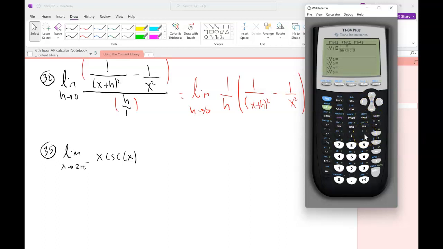So I'm going to graph x over sine x. Everybody's cool? And then the window I'm going to graph this on, I'm interested in 2 pi. So let's go 0 to 4 pi, and I'll go by pi over 2s, and let's take a look at that. So this right here is 2 pi.